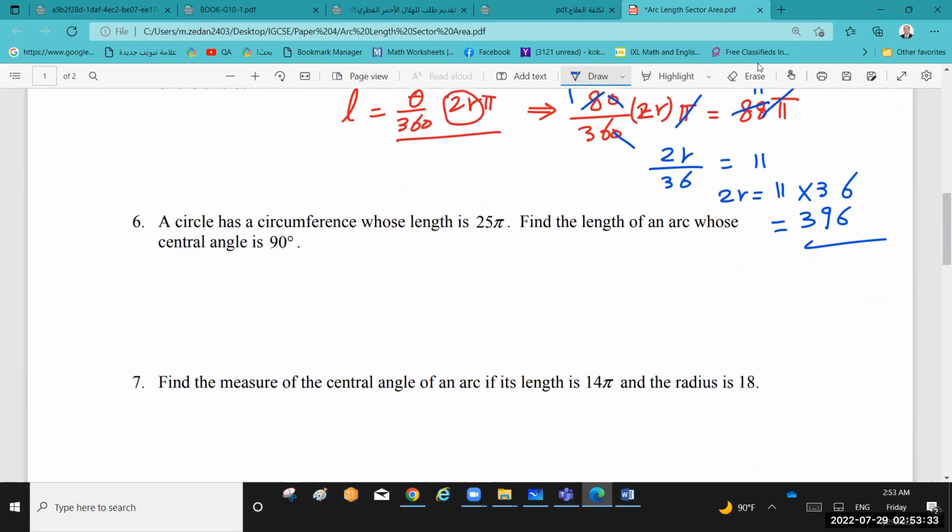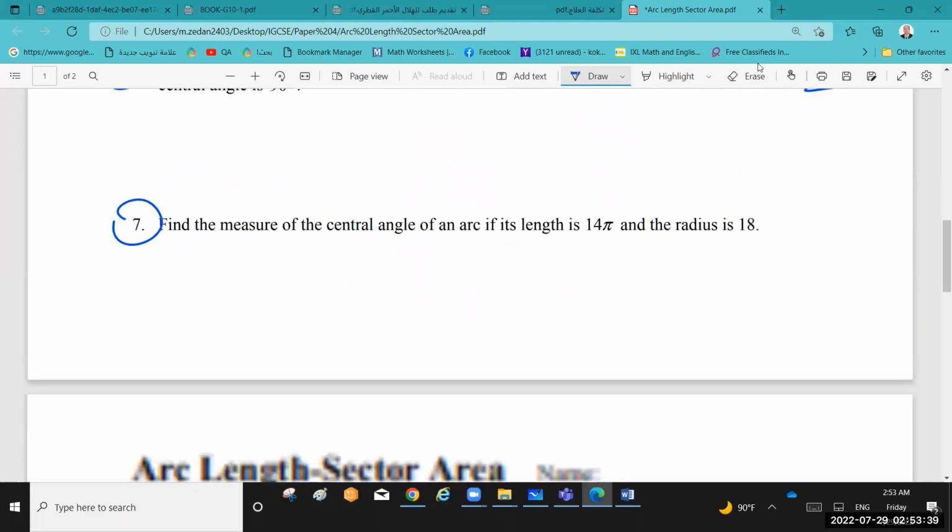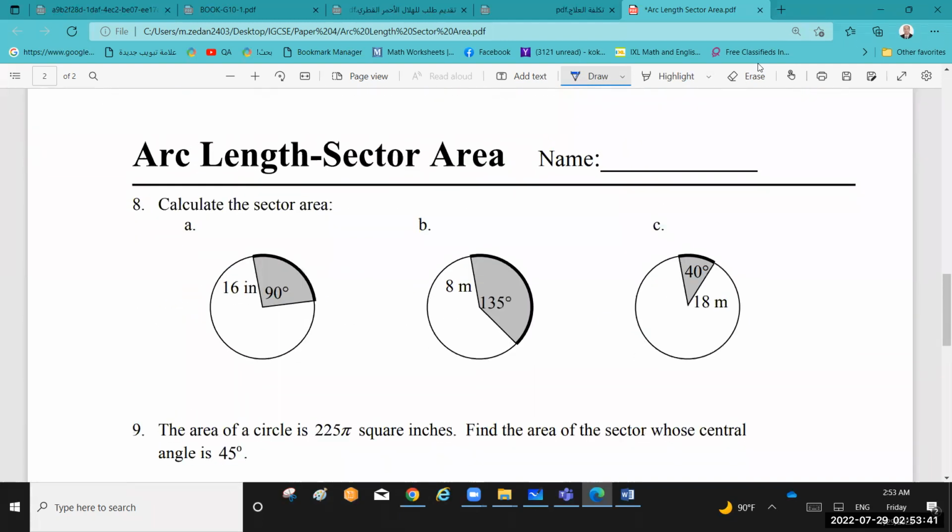I will leave number 6 and 7 for you as homework. Please solve it and write the answer in the comments. Okay, let's go to the second part of our lesson.